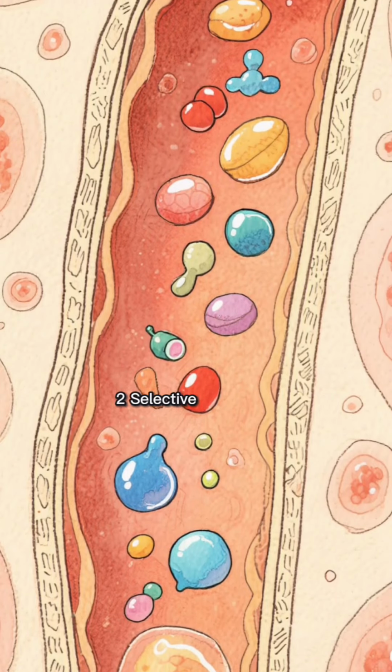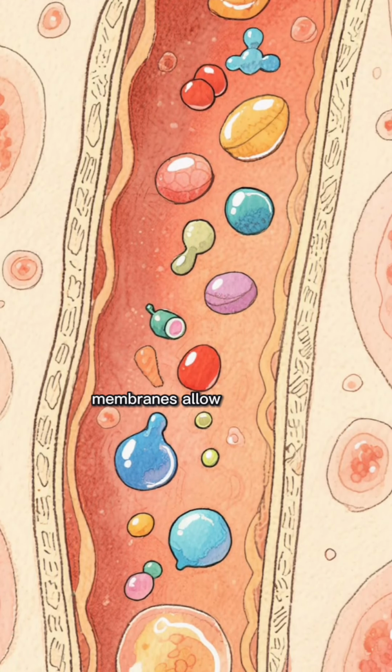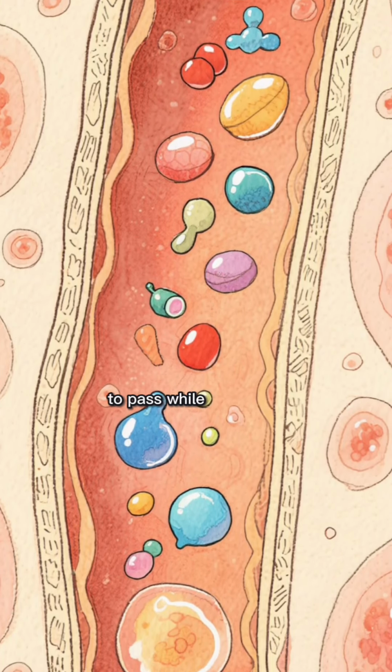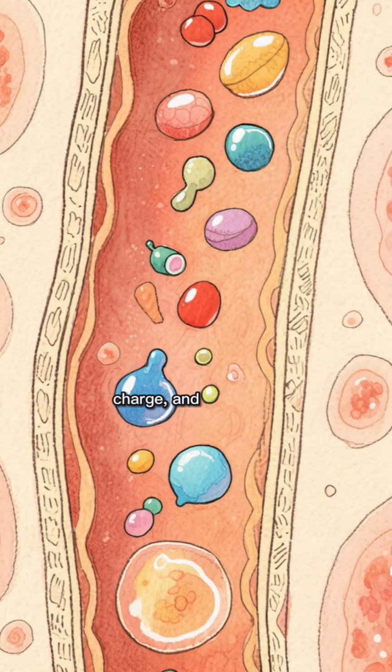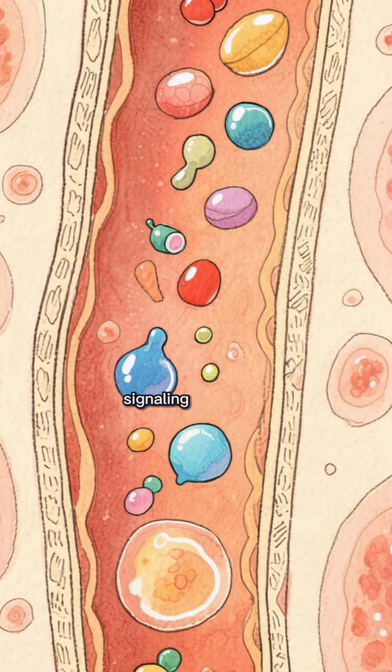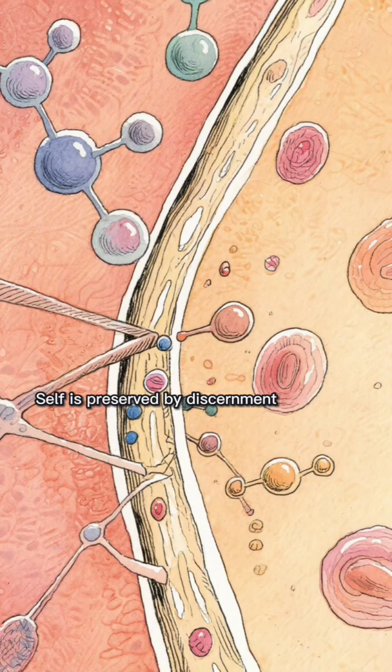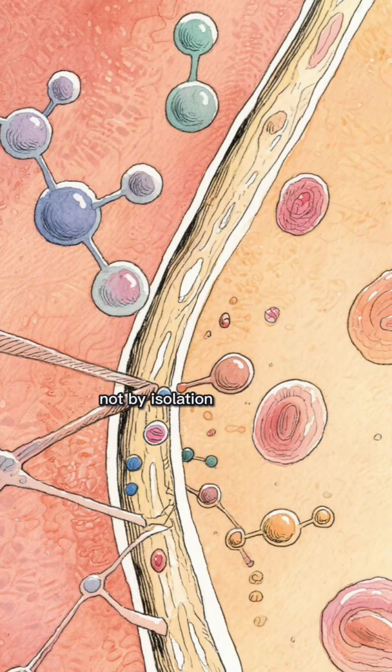2. Selective permeability. Cell membranes allow specific molecules to pass while excluding others based on size, charge, and signaling. Self is preserved by discernment, not by isolation.